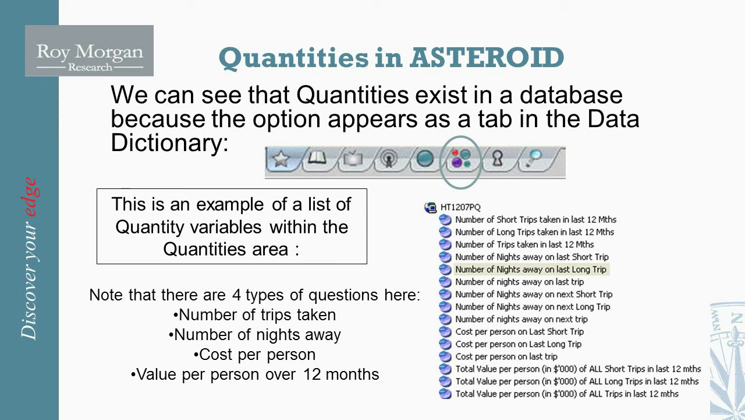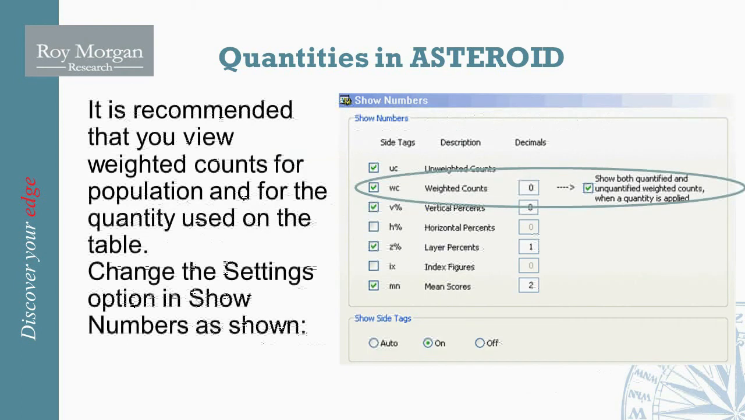I mentioned earlier that it is now possible to view a people weighted count and a quantity weighted count, and it's in this screen, in Settings, Task or Global, and Show Numbers, that you can change this setting. We have a tick box which tells you that you can view both quantified and unquantified weighted counts when a quantity is applied. If you tick this box, you'll see a weighted count and a quantity weighted count.